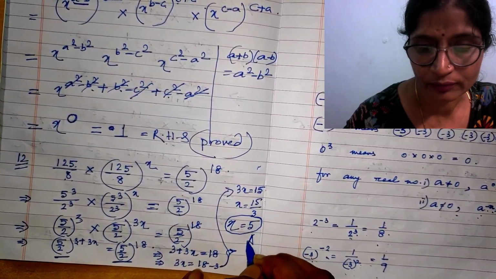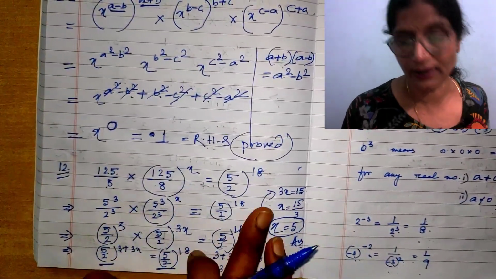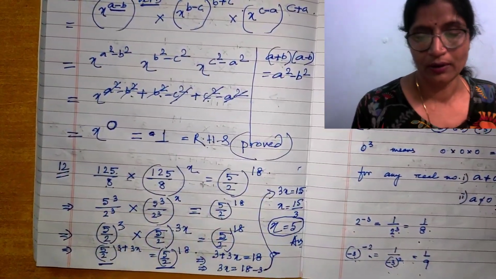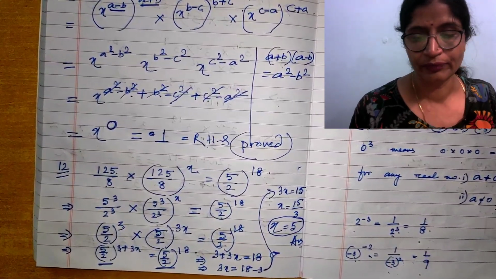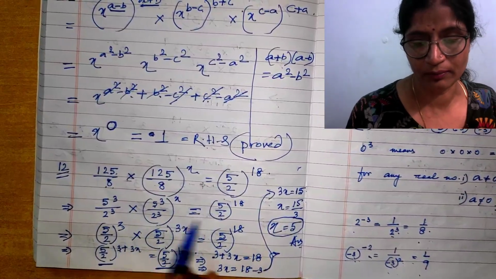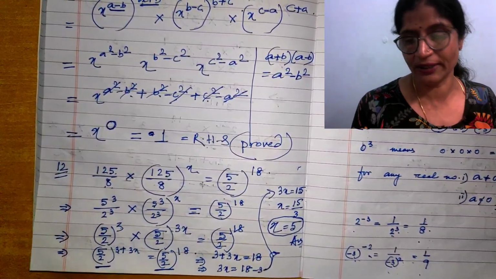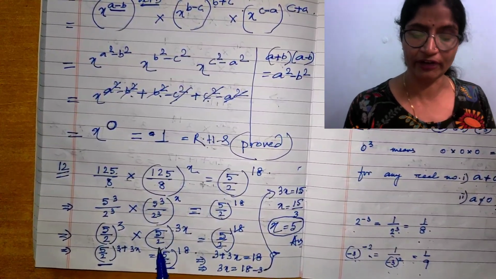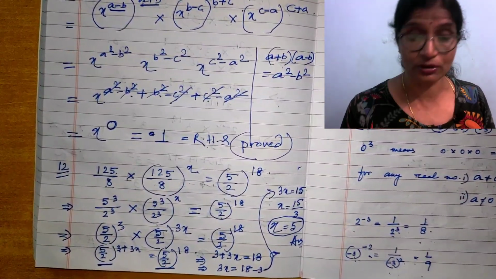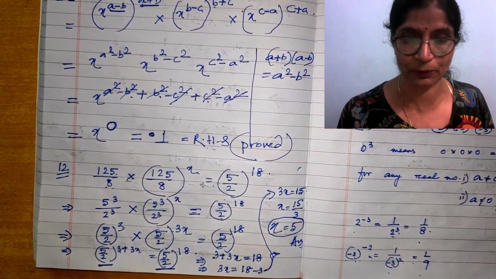In these types of sums, we will convert the right hand side and left hand side in such a way that the bases will be the same, so that I can equalize the powers and the bases will be cancelled, and then I can find out the value of x. So this is all about the few selected sums we have done from the exponent chapter.